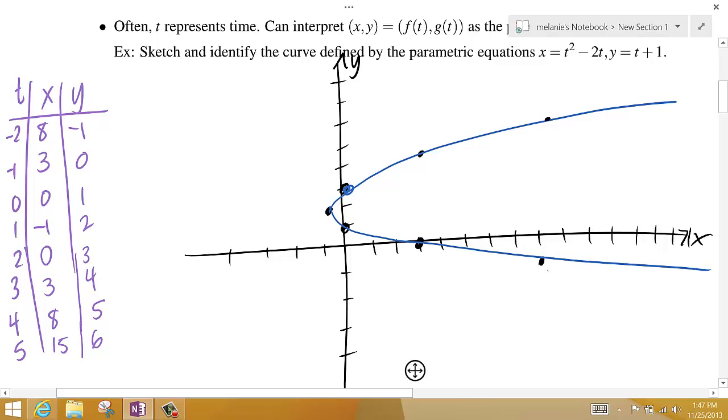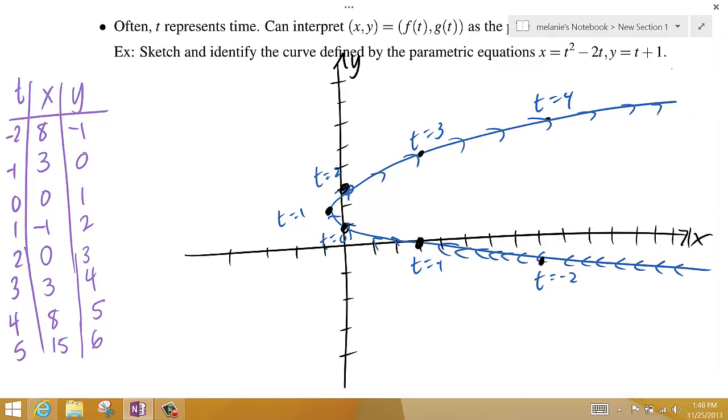Okay, so we have a sideways parabola. Here's t equal -2, t equal -1 right here, t equal 0, t equal 1, t equal 2, t equal 3, and t equal 4. And if I continued, we go along this way. So we can draw arrows on this curve in the direction of increasing t values. Notice this has no beginning t, no end t, so it goes on forever and follows this curve.